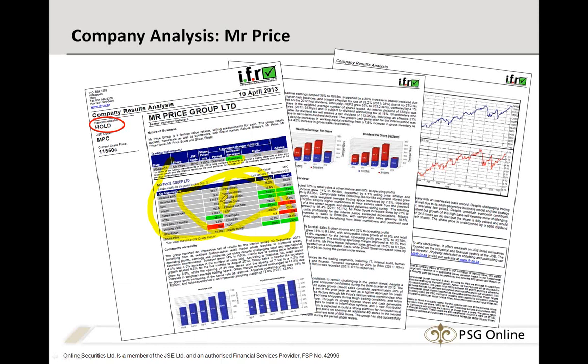So based on the interims, you'll see we're talking about the PEG ratio. It was expensive. It was when the share price was at 141. Okay, the PEG ratio was at 162. We actually had a sell recommendation on Mr. Price at that point in time.